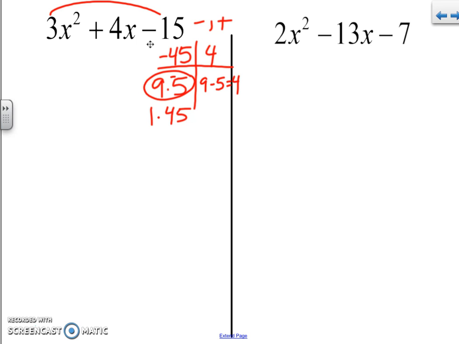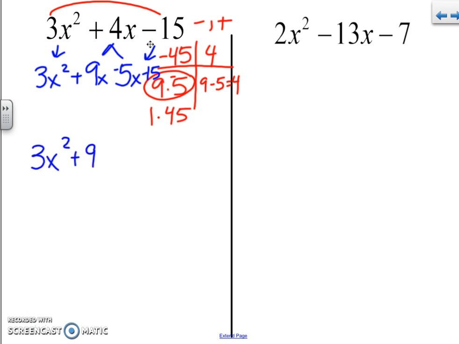So next thing I'm going to do is bust up the b's. So again, you're going to bust up this middle term with a 9 and a negative 5. And since that middle term had x's, we're going to put x's with both of these. Okay? So now you can bring down your first term and bring down that last term, which was a negative 15. So I'm actually going to rewrite it down here. 3x squared plus 9x minus 5x minus 15.